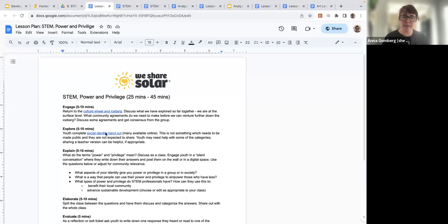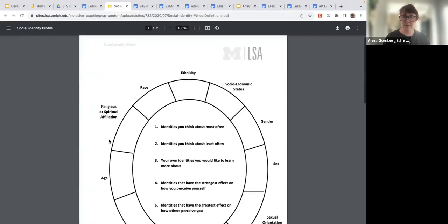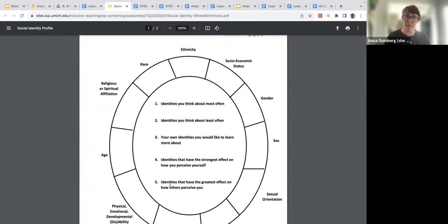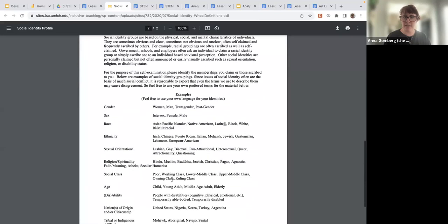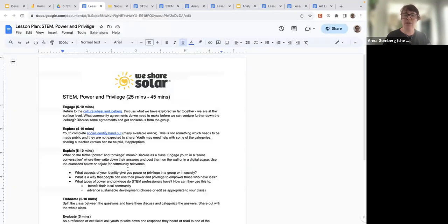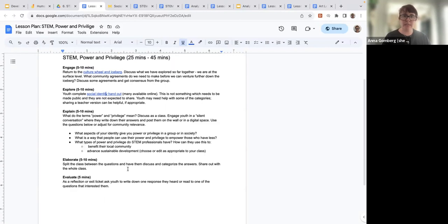So this is where I mentioned the social identity profile. This is much heavier than the, what did I call it? Multicultural identity one. This actually gets into listing out different parts of their identity and has some questions. There are a bunch of these online. And then there's a list that helps them learn about some of these words. So you can start with that if you want to, if it feels age appropriate to your kids.